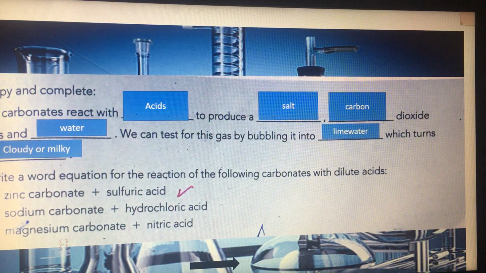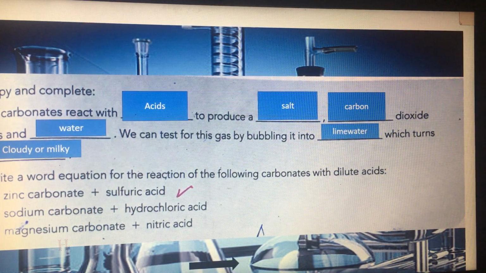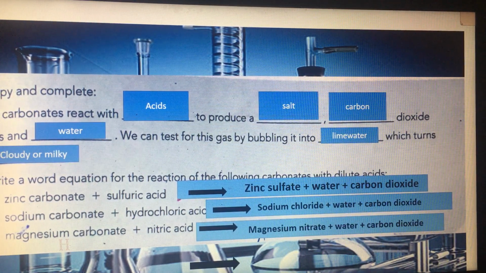What about sodium carbonate and hydrochloric acid? Sodium with chloride will produce the salt sodium chloride, with water and carbon dioxide. What about magnesium carbonate and nitric acid? Magnesium carbonate with nitric acid will produce magnesium nitrate with carbon dioxide and water. So those are the three equations. Try to answer them alone, then check your answers from this page.